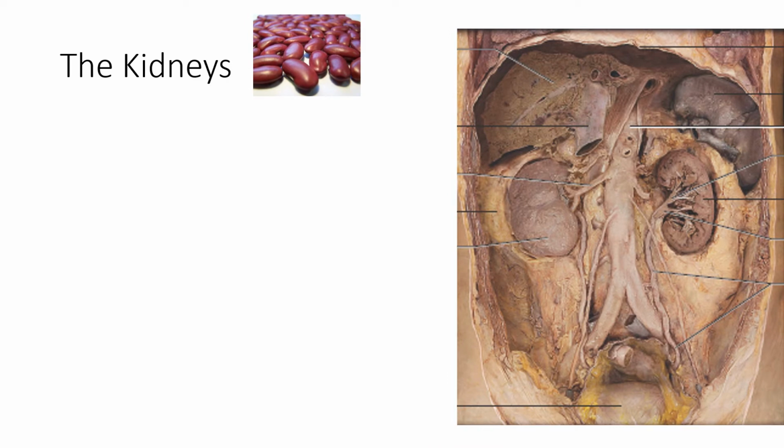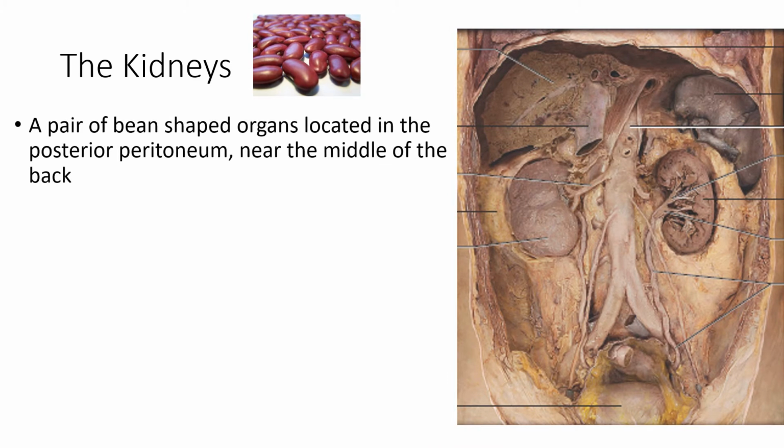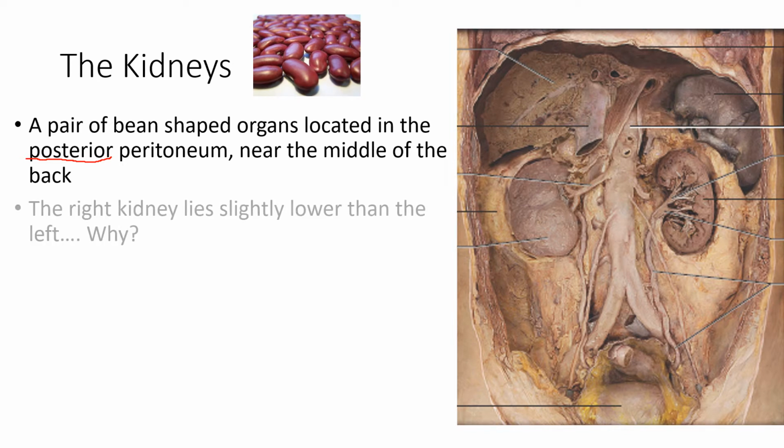So the kidneys, right? They are a pair of bean-shaped organs located in the posterior peritoneum. Posterior just means it's towards the back. So when you slap your posterior, you're slapping your behind, which is your bottom. Posterior means towards the back. So the posterior peritoneum is towards the back of the abdominal cavity, near the middle of the back.